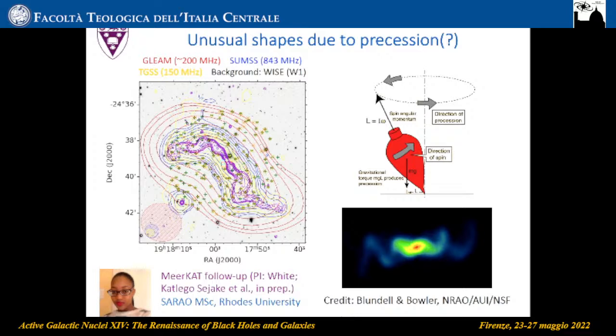So the idea in this case is that maybe we have a precession where there's some external torque acting on the supermassive black hole at the center, causing the radio jet axis to be perturbed, and that carves out this very nice helical structure as shown here.